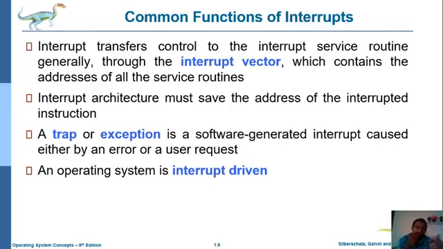Interrupt 0 occurred at which address, interrupt 1 occurred at which address, interrupt 2 occurred at which address. Such information is maintained in the interrupt vector. These interrupts are handled by the operating system, obviously. So while designing an operating system, it must be interrupt driven.